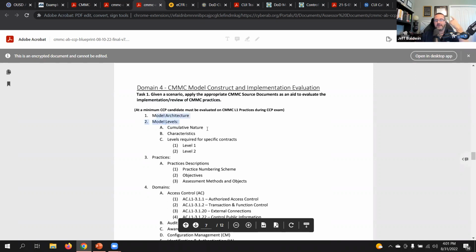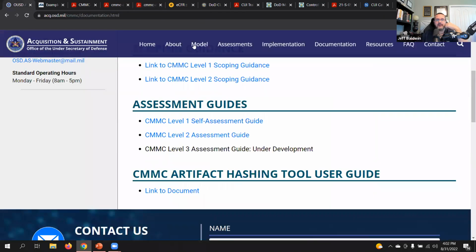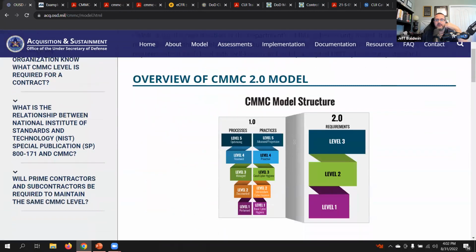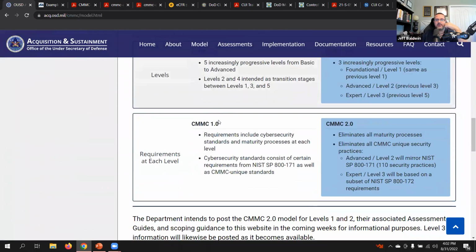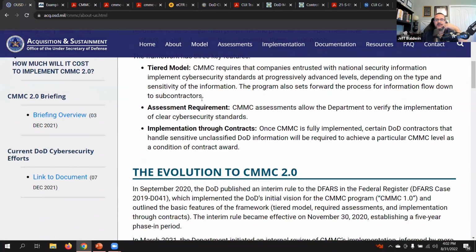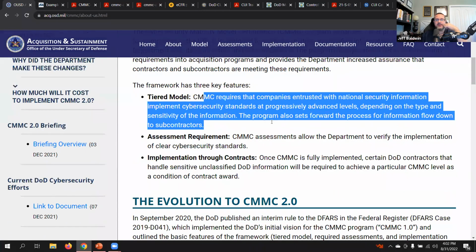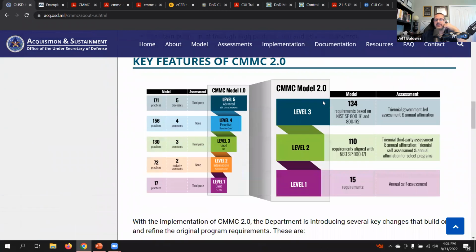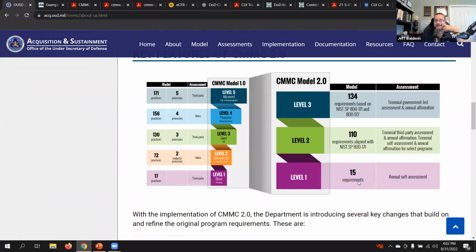So the model architecture, the model levels, there's a cumulative nature. As you go up from Level 1 to Level 2 and Level 3, you do all the levels below. What are those characteristics like? This would probably be the best reference for that: go to the model and look at the information on here. So that tiered model assessment requirements. So here you go. This is the good graphic they use.